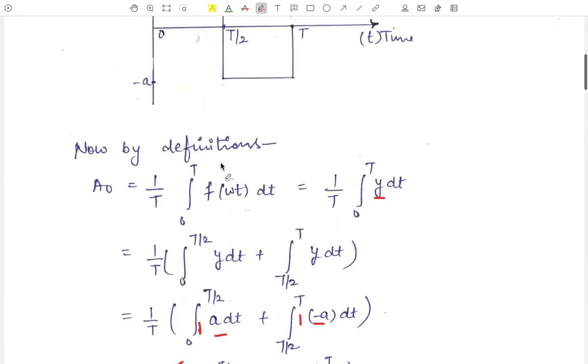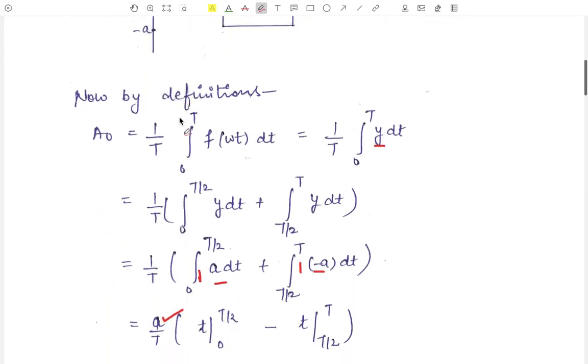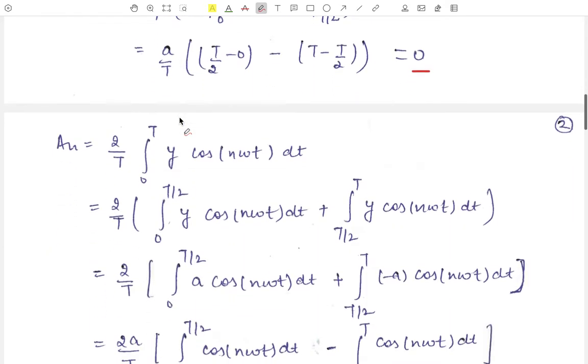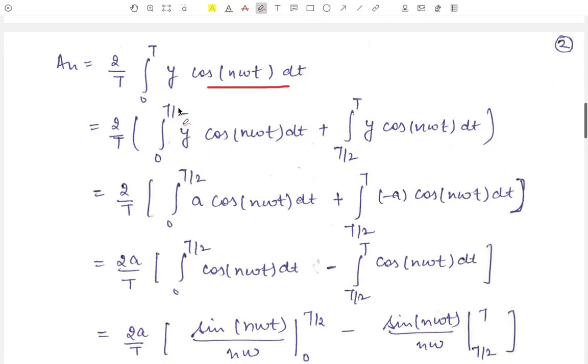That is, the very first term of this Fourier series is absent in this Fourier series of function y. Now our next Fourier coefficient a_n, by definition this is equal to 2 upon T, 0 to T, y cos n omega t dt. Now again the break of limits in the integration, 0 to T/2 and T/2 to T. Using the value of function y in both the integrations, we have these two integrations.